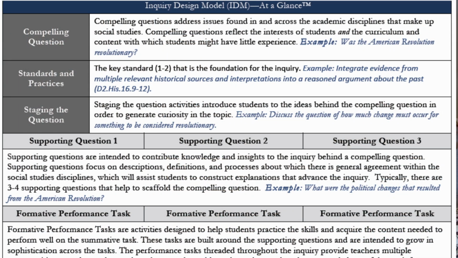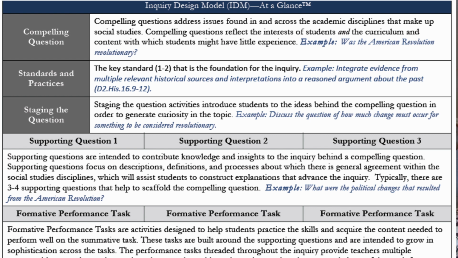Yes. So I think we'll go ahead and just jump in. Yeah. And I think the easiest way to begin is just to talk about the different components of an IDM design. And so let's start with the big question that we kick things off with. An IDM, this model uses a broad question to begin with. They call it the compelling question.